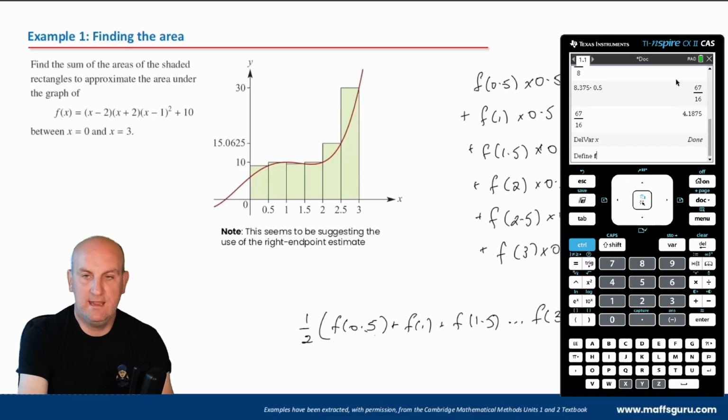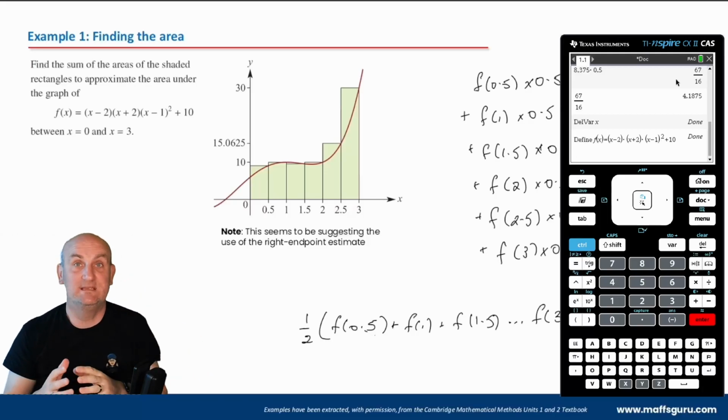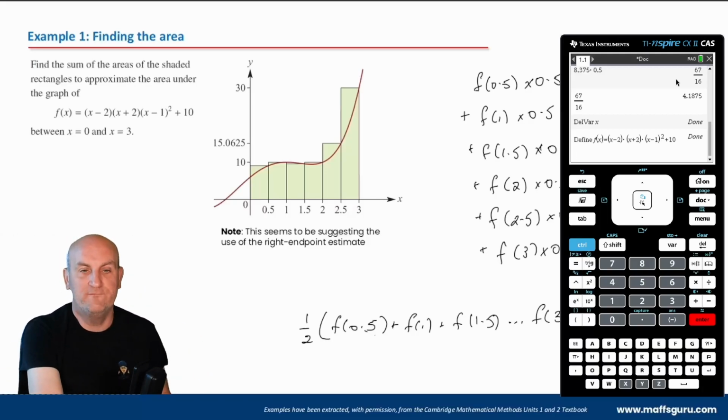So we're going to define f of x equals x minus 2, x plus 2, and then x minus 1 all squared plus 10. Now, a lot of people realize that this is actually incredibly soul destroying. Doing this takes a long time. And what value is there?